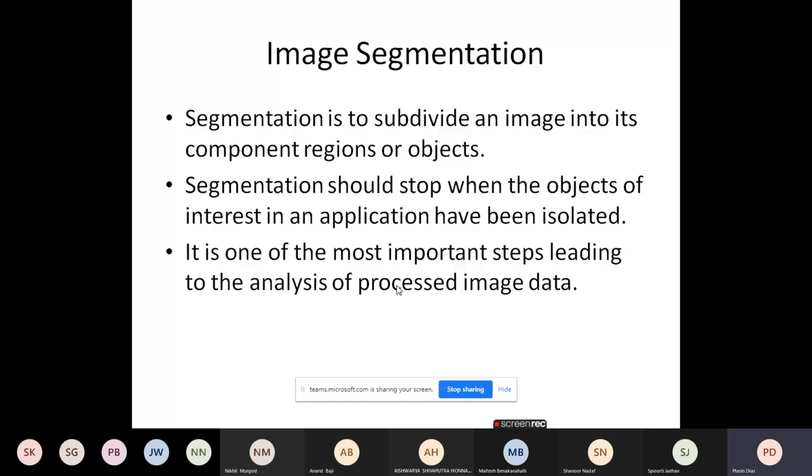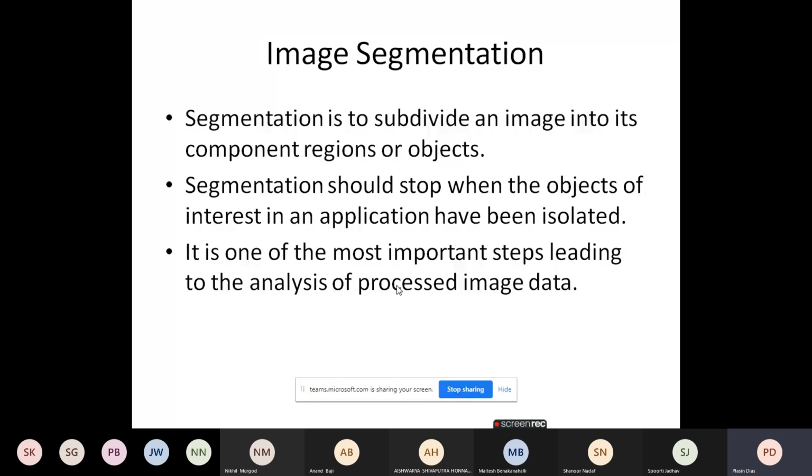So in a very simple sense, image segmentation is nothing but you have to divide an image into either component regions or objects. That is what we had seen as a definition for image segmentation. Then even if you divide a particular image into regions or objects, the question arises when to stop this segmentation, isn't it? So whenever we are trying to divide an image, you will reach a situation or application where the objects of interest get isolated.